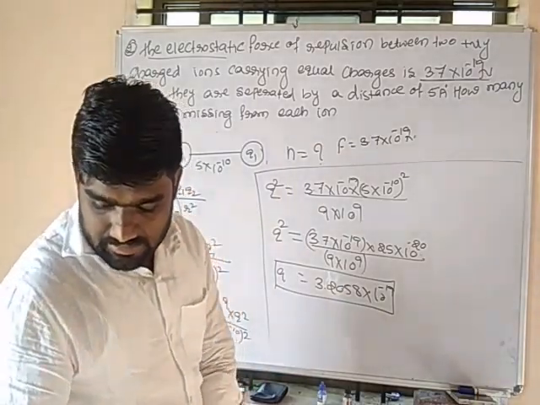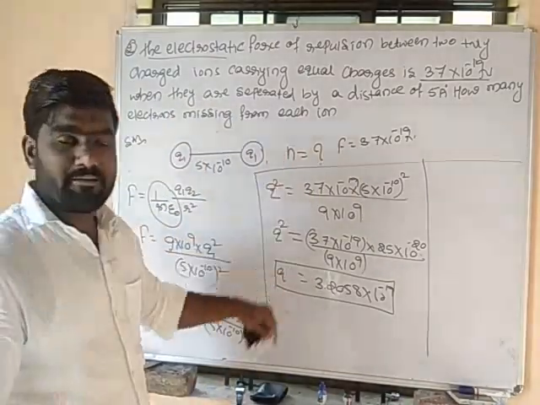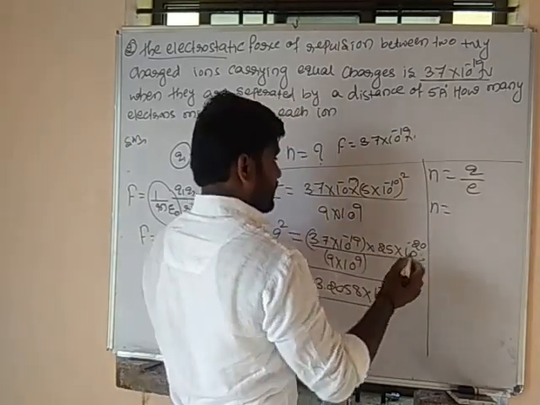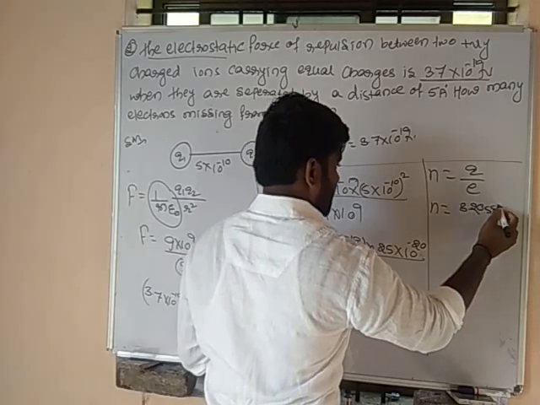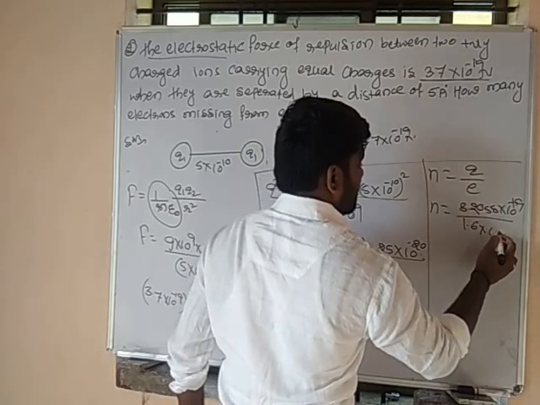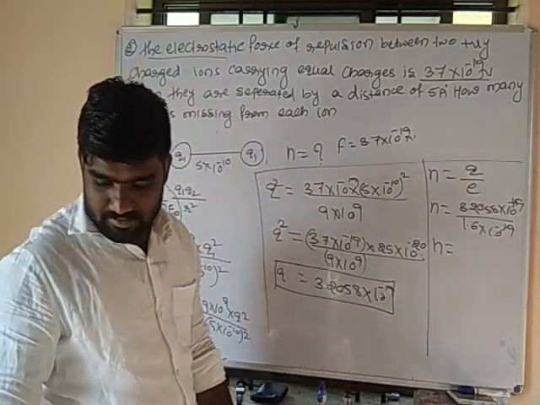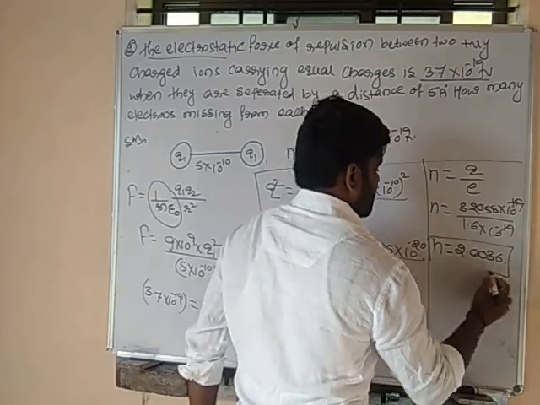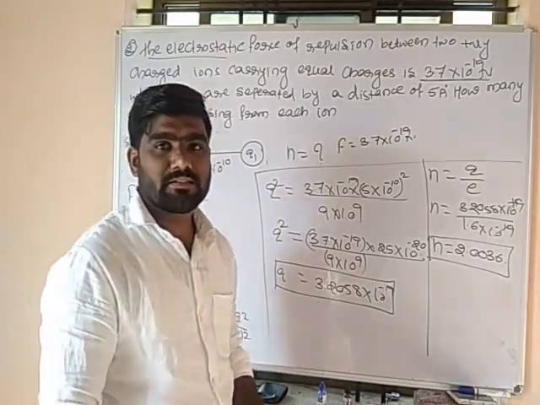Then Q I had calculated. We know the number of charges can be calculated by using what? This N is equal to Q divided by e. This N is equal to Q, it will be 3.2058 into 10 to the power minus 19 divided by 1.6 into 10 to the power minus 19. 19 gets cancelled. It will be 2.0036 is the answer. Okay? So these are the number of charges.